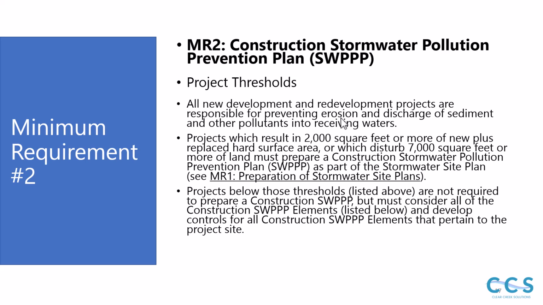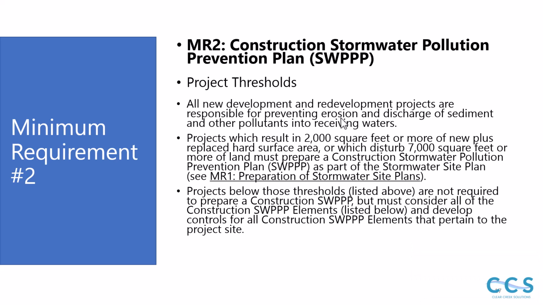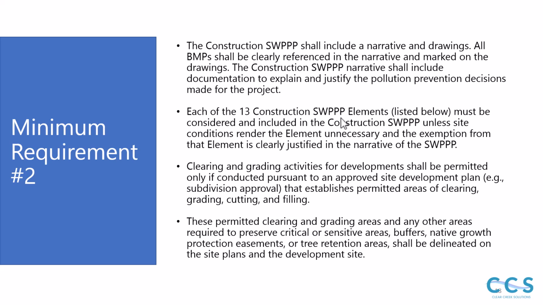So projects which result in 2,000 square feet or more of new plus replaced hard surface area, or which disturb 7,000 square feet or more of land, must prepare a construction stormwater pollution prevention plan as part of minimum requirement number 1. Projects below these thresholds are not required to prepare a construction plan, but must consider all the construction elements and develop controls for those elements that pertain to the project site.